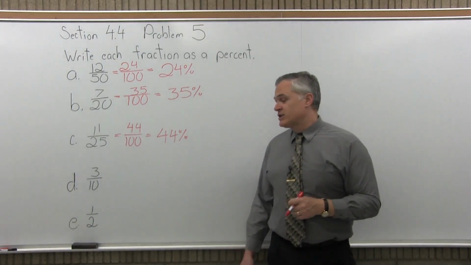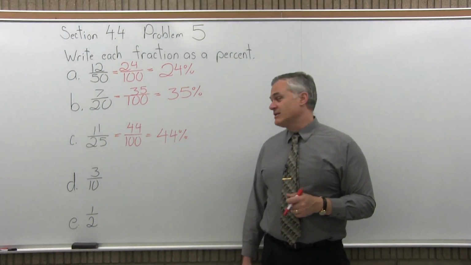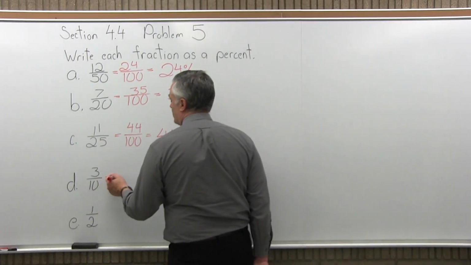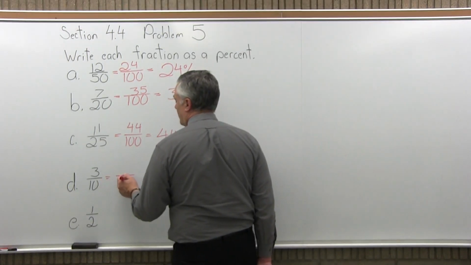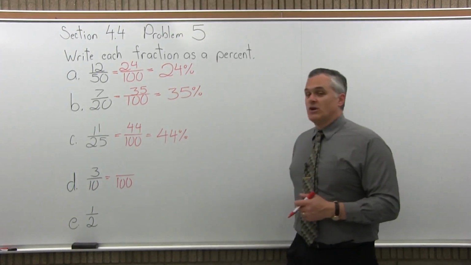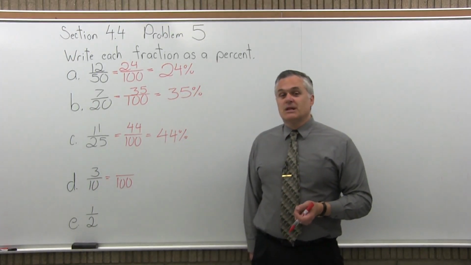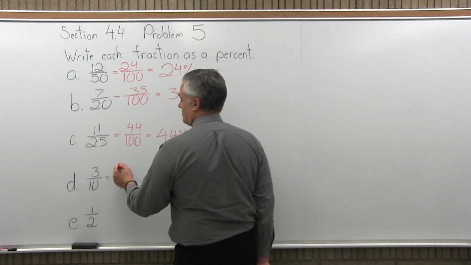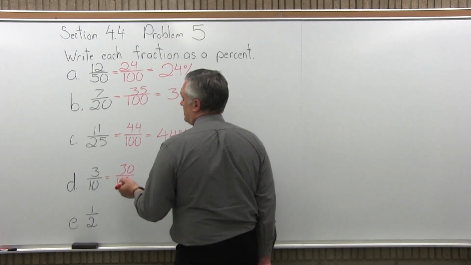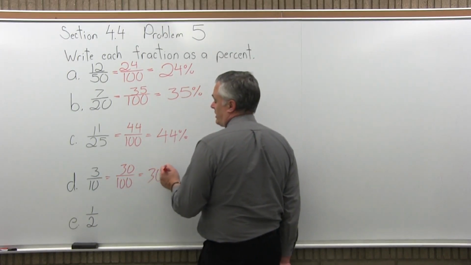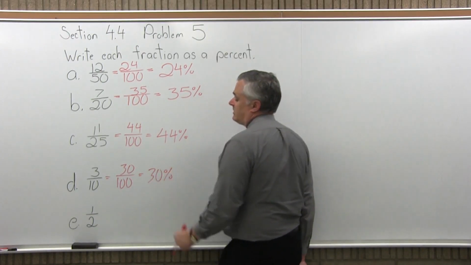The next fraction, 3 over 10, write that as a percent. Can I make the denominator of 10 into a 100 easily? I absolutely can. I can multiply times 10. 10 times 10 becomes 100. So if I multiply the denominator times 10, I must also multiply the numerator times 10. The numerator is 3, so 3 times 10 is 30. So I have 30 over 100 because the denominator is 100. The numerator is the percent, so 30%.